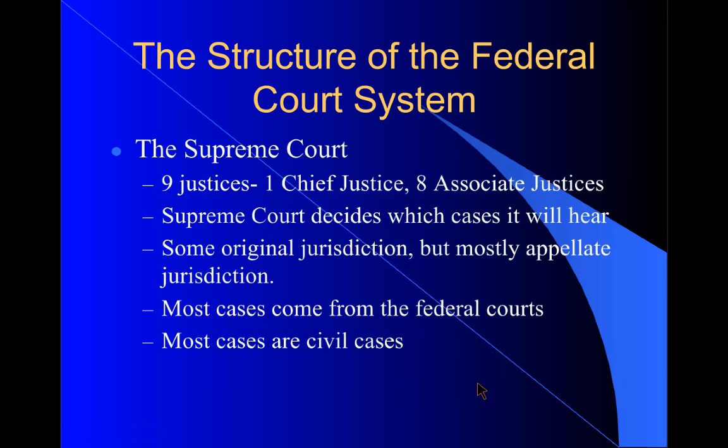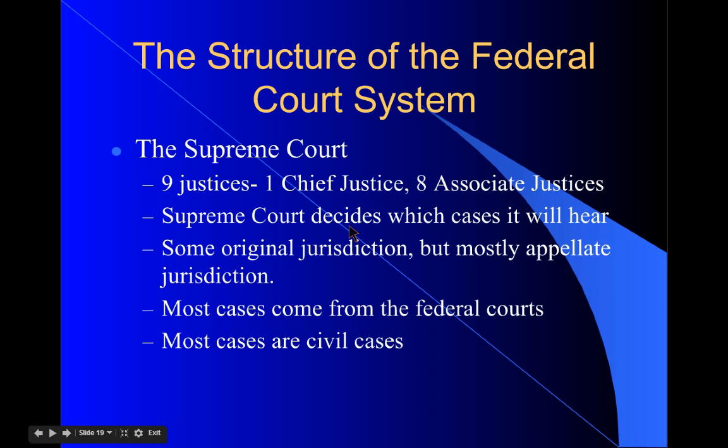Now, the Supreme Court is what's called the court of last resort. It's the highest court in all the land. That Supreme Court has 9 justices, 1 Chief Justice, and 8 Associate Justices. The Chief Justice kind of runs the show. He determines certain things like who writes certain opinions, or the majority opinion. But they all have an equal vote.